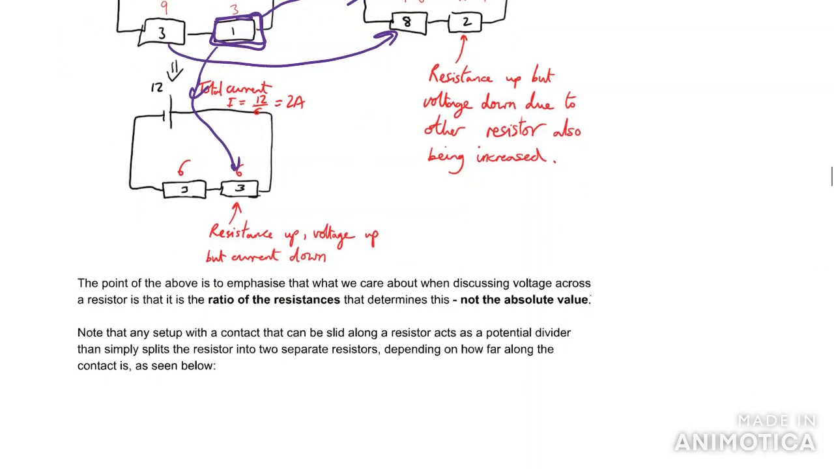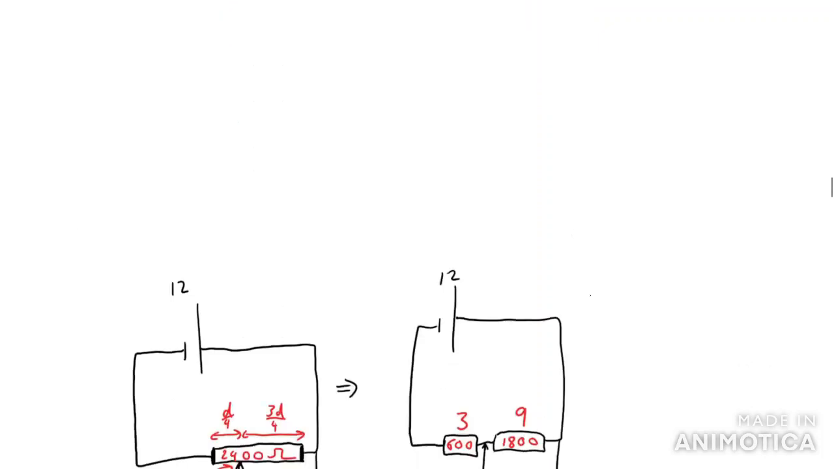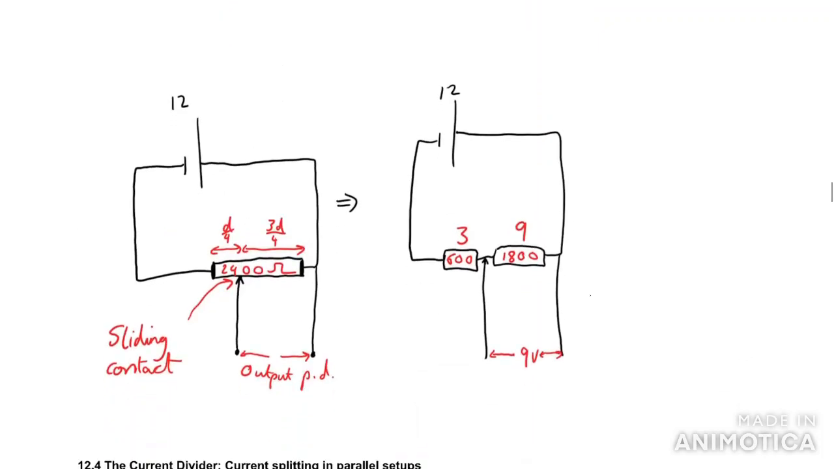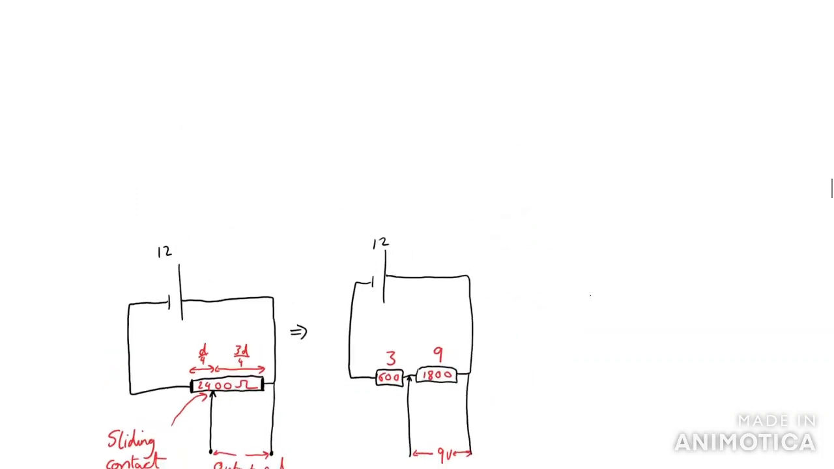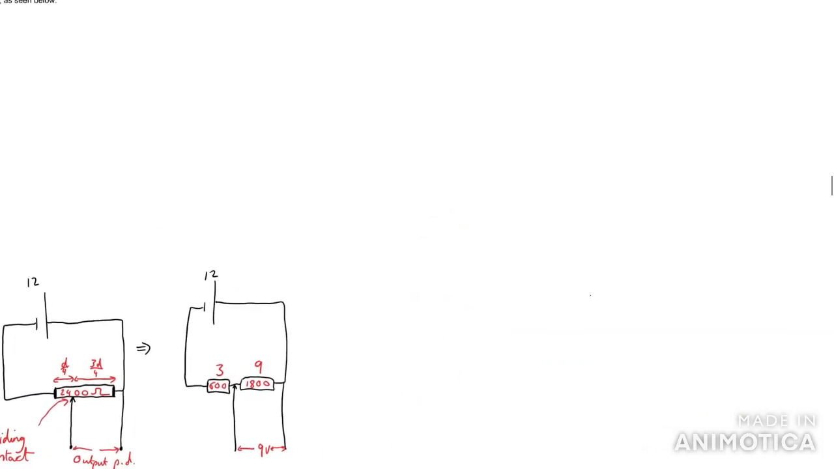The last thing to mention with potential dividers is that when you see things like this, sliding contacts, all you're doing is dividing this long thing into two resistors, depending on how far along you are. If you're a quarter of the way along, it splits into quarter and three-quarter resistors like that. Before we move on, let's quickly illustrate how this can be used in a practical sense in questions.